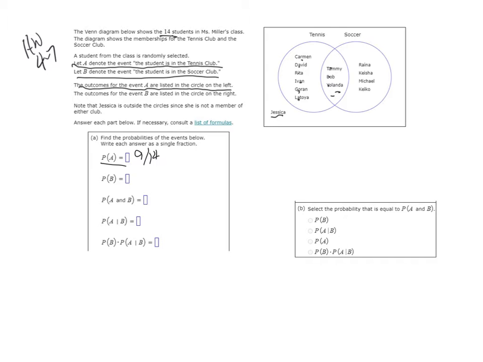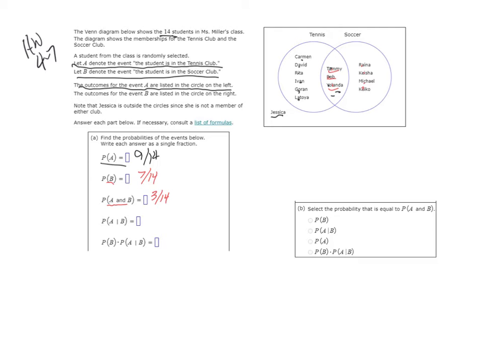Part B of this, the probability of somebody being in the soccer club. 1, 2, 3, 4, 5, 6, 7. You have a 7 out of 14 chance of being in the soccer club. And then what's the probability of you being in the tennis and soccer club? 1, 2, 3 out of 14 chance. So we got a 3 out of 14 chance.